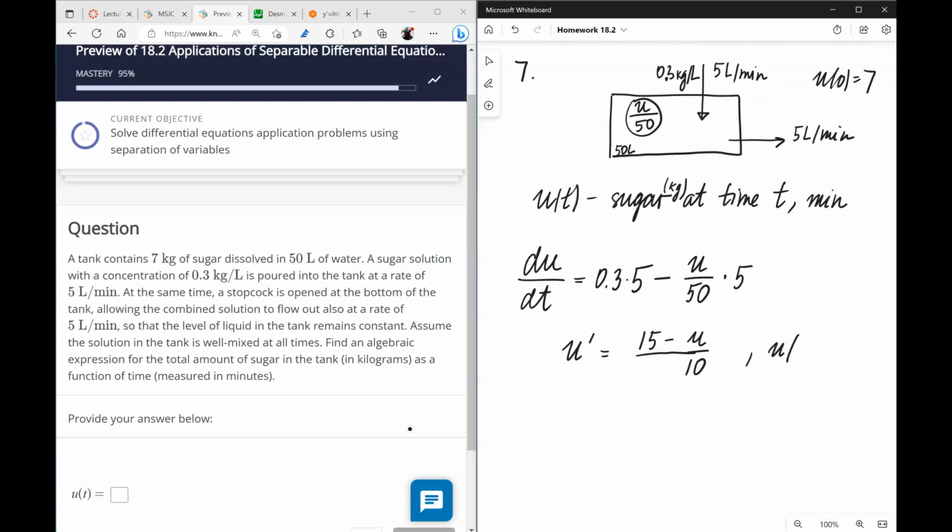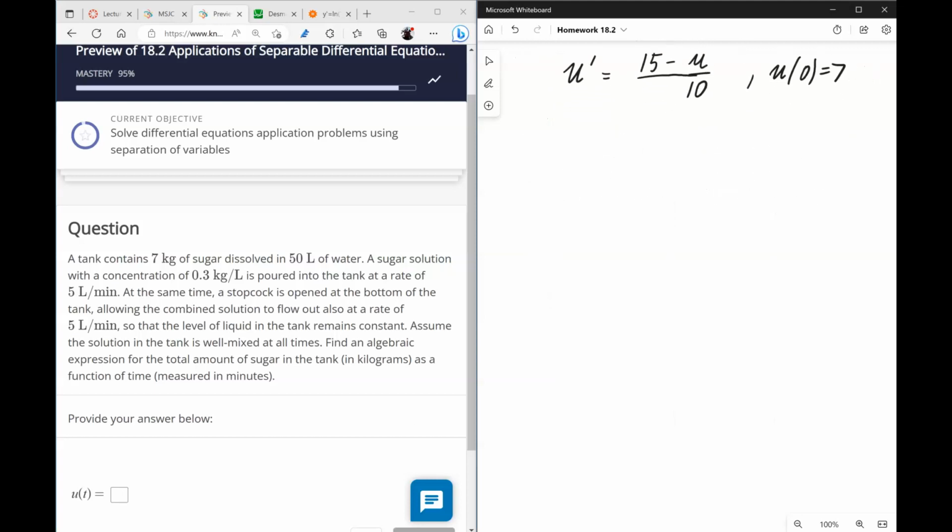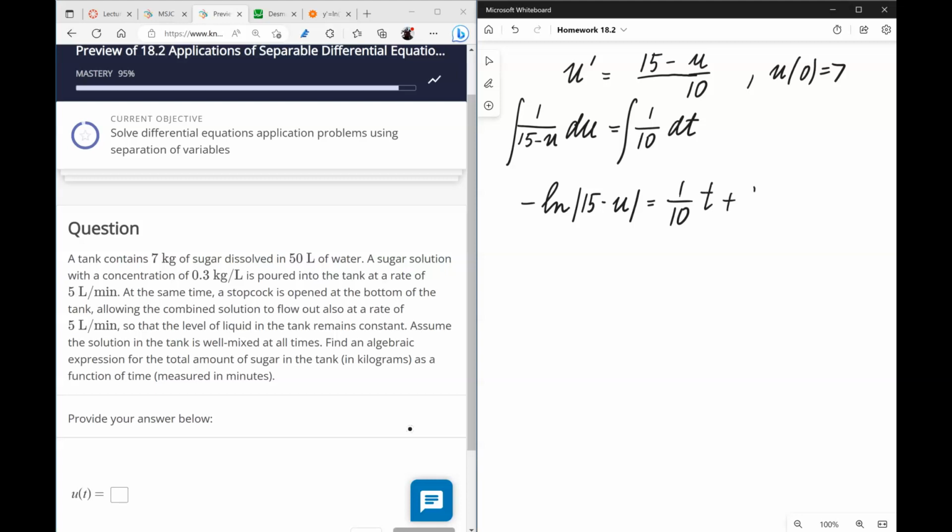And this is what I didn't do last time. Forgot that it was an initial value problem. And let's solve it. So we have du, we divide it by 15 minus u, and on the right side we have 1 over 10 dt. So throwing the integral here and there gives us negative ln of 15 minus u being equal to 1/10 of t plus c. Applying the negative to both sides gives us this.